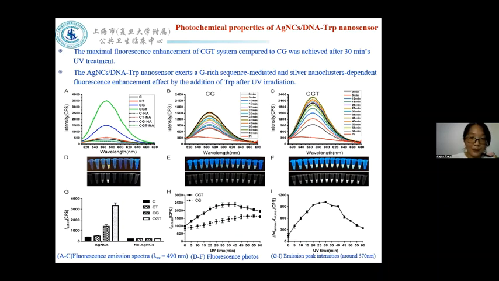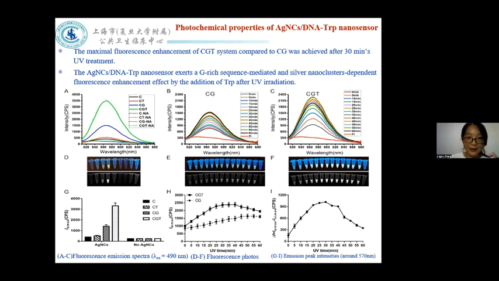We further want to uncover the underlying mechanism for our nanosensor to light up tryptophan. Hence, we explore the photochemical properties. Firstly, when silver nitrate and sodium borohydride weren't added into the signal probe, that's template C, there will be no fluorescence because there are no silver nanoclusters generated around the C template.